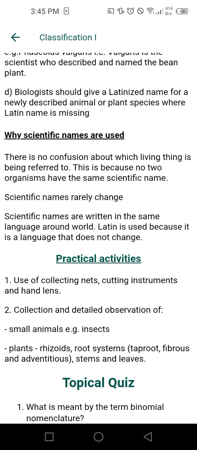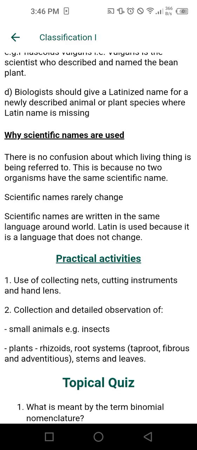Why scientific names are used. There is no confusion about which living thing is being referred to. This is because no two organisms have the same scientific name. Scientific names rarely change. Scientific names are written in the same language around the world. Latin is used because it is a language that does not change.